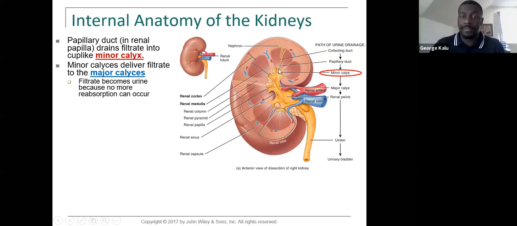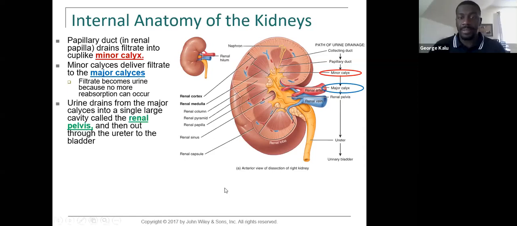From there, all that filtrate is going to move from the minor calyx into a larger opening called a major calyx. We have a few of these major calyces here. At this point, the filtrate becomes considered urine, because no more reabsorption of the filtrate is going to be taking place. That's going to be at the major calyx.